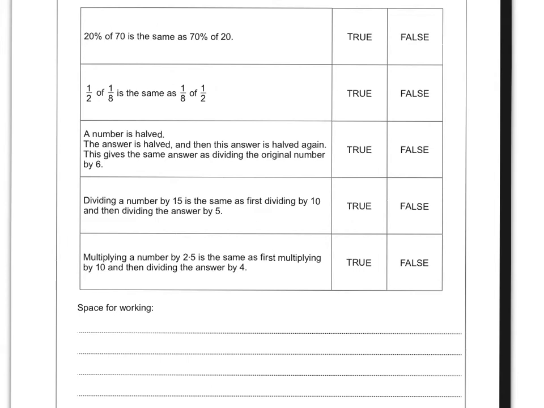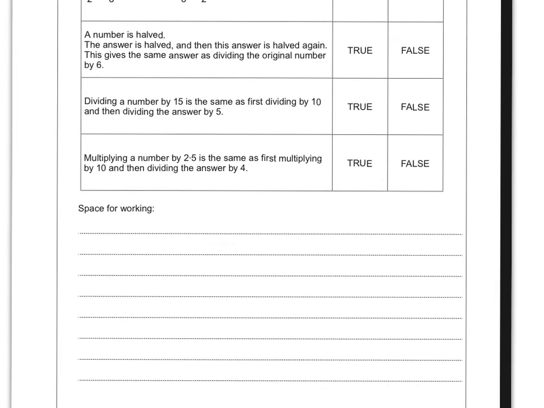Okay, moving on to question 2. So the first thing we've got to look at is 20% of 70 is the same as 70% of 20. Now the biggest misconception, or the biggest thing I see people doing wrong in exams, is they don't actually use the space for working, which is available down here. So let's actually figure that out.